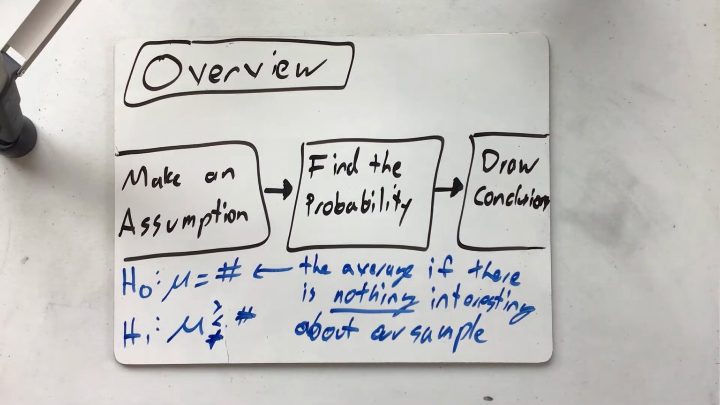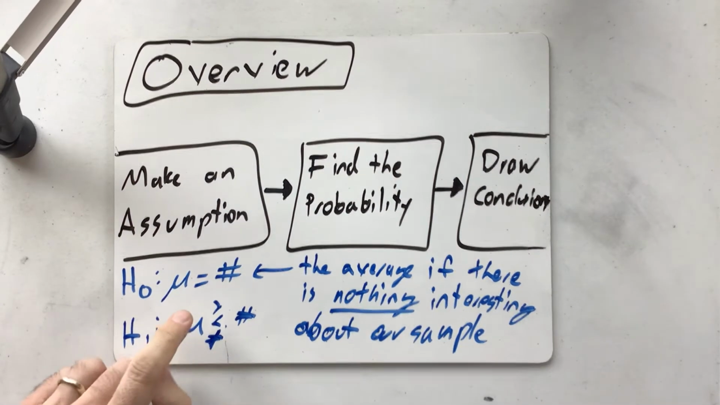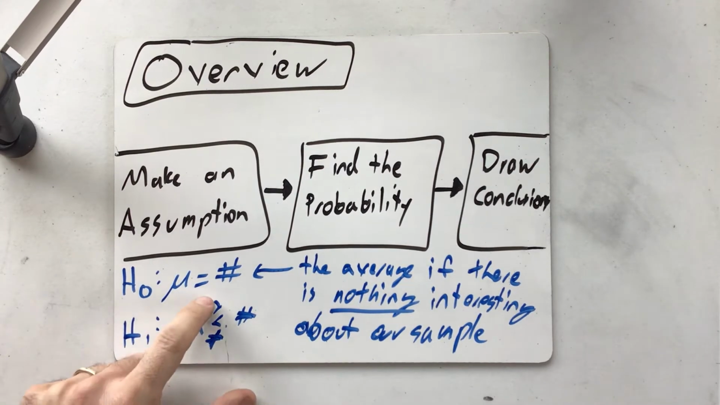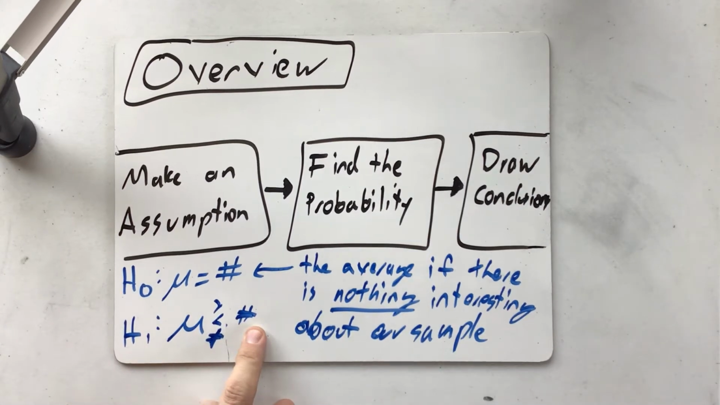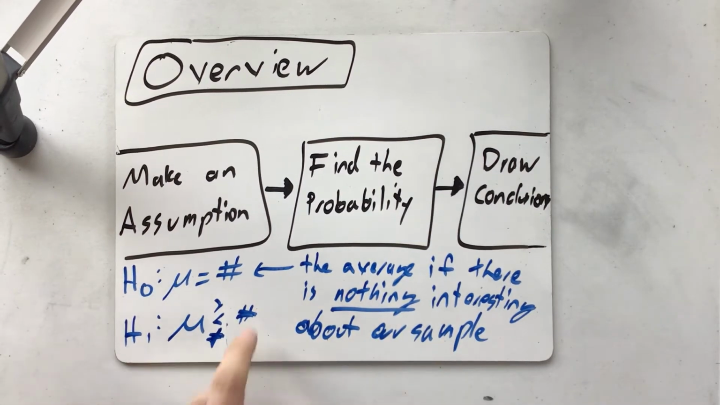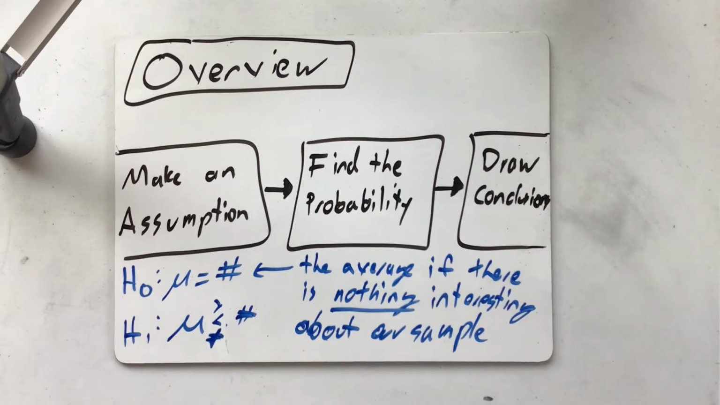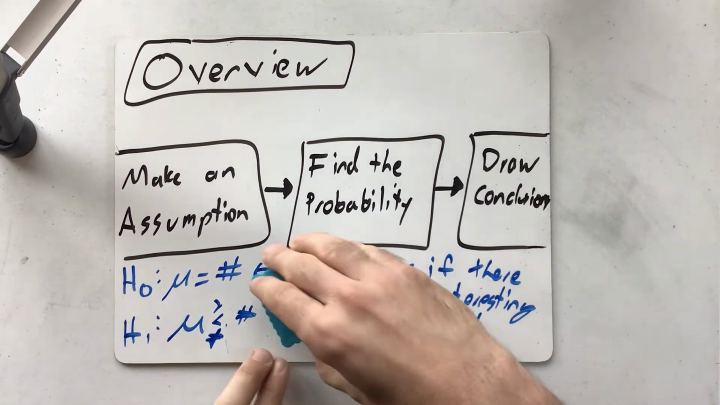So if you're trying to prove that LCU students are taller than most college students, then your H1 would be bigger than whatever your number is, than whatever the default height is. If you're trying to prove LCU students are shorter, then your alternative hypothesis would use a less than. And if you're just trying to prove that LCU students are different in some way, then we would use a not equal to. So this is how we're going to set up our hypotheses.